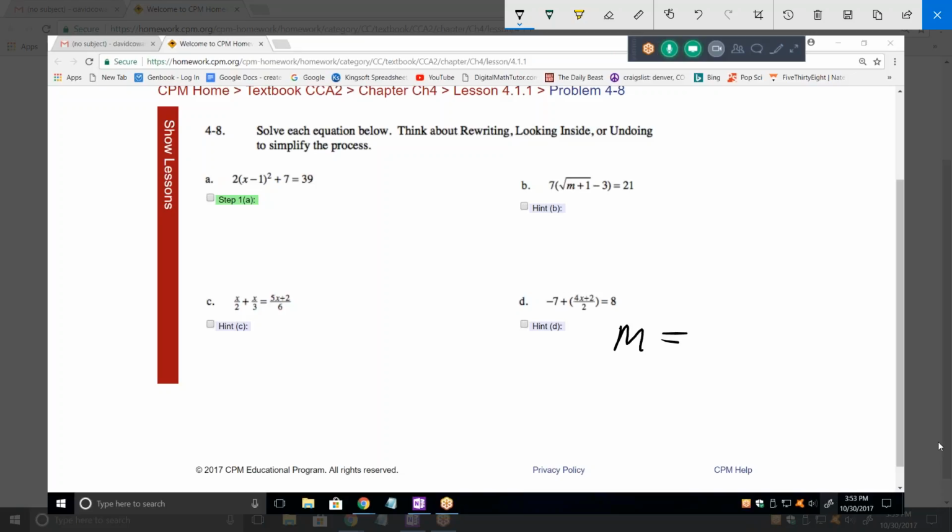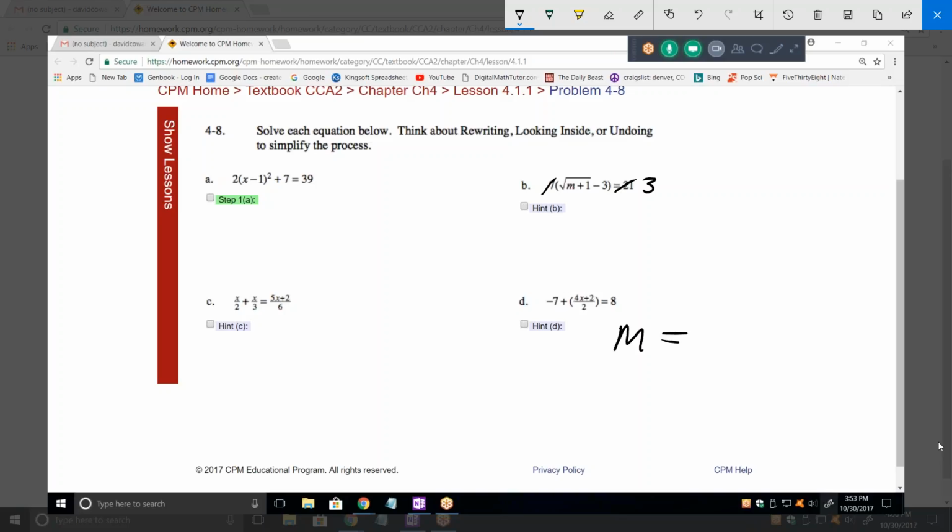The 7? Correct. Not the -3. And the reason is the -3 is actually being multiplied by that 7. Yeah. So we can't get rid of it yet. So I'm going to get rid of the 7 by dividing both sides by 7. Okay. Now what?